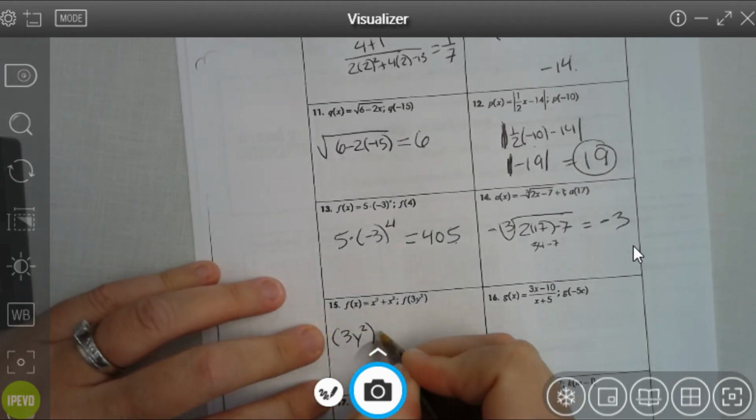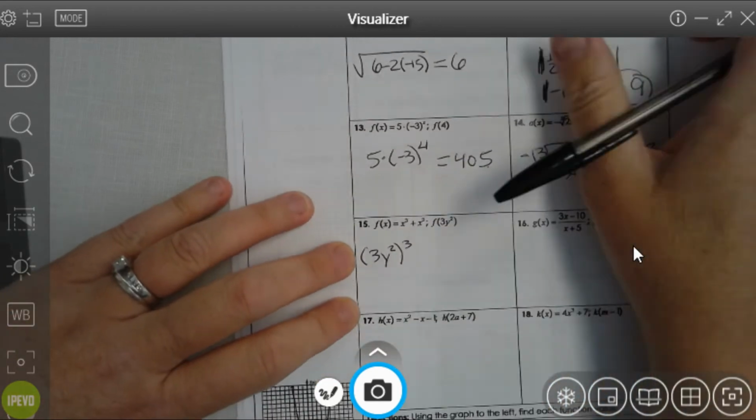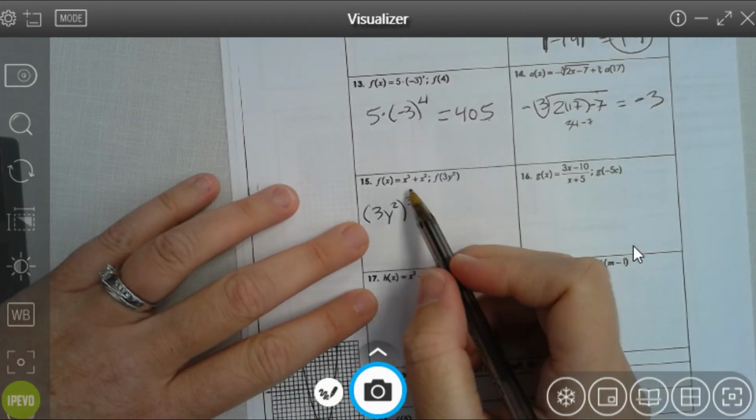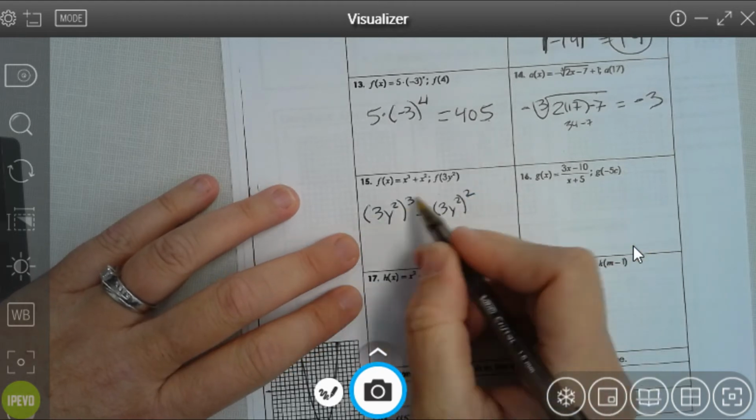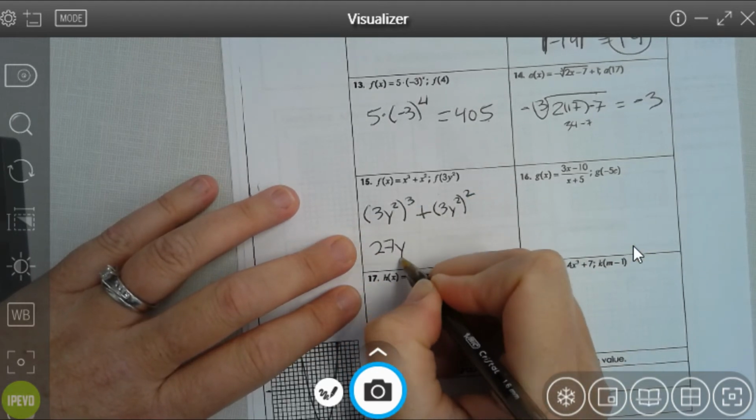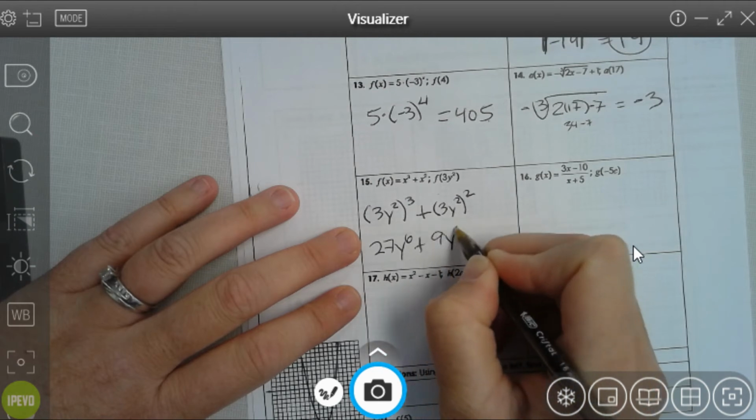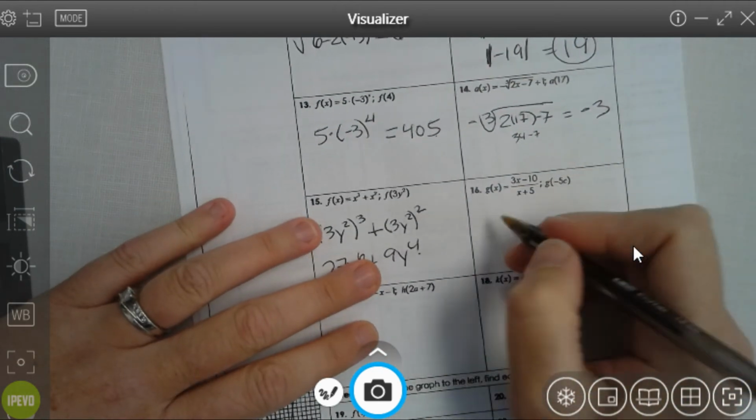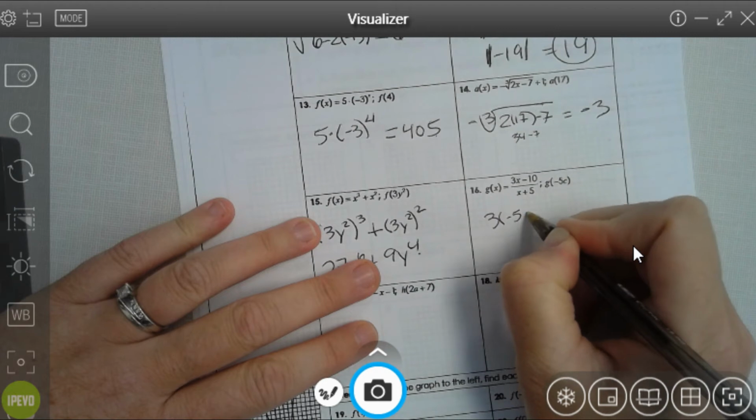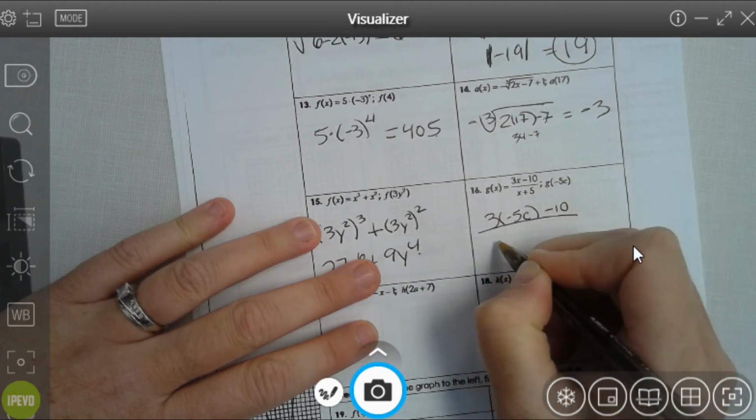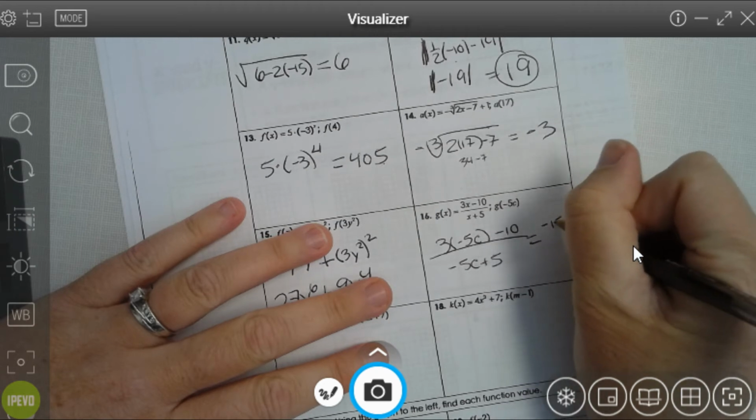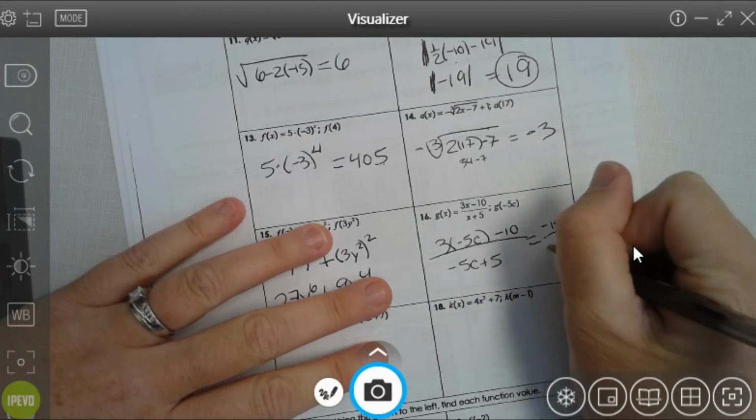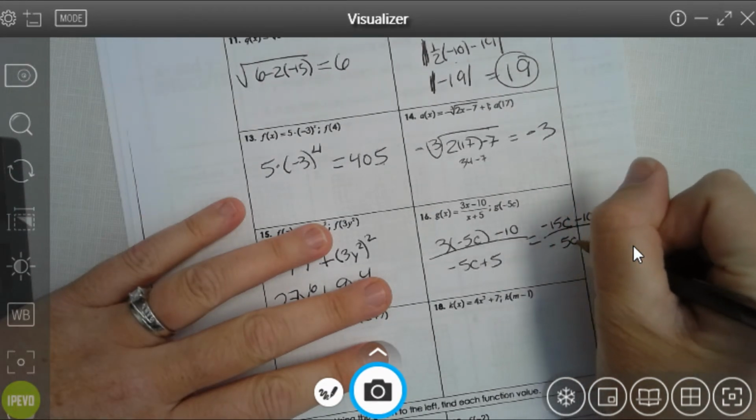And then you plug in this here. So now this is more like a pre-calc type question, plugging in just actual variables. So 3y squared. Remember you cube each of these. So this is 27y to the 6th. This would be 9y to the 4th. Plug it in here. I get 3 times -5c minus 10 and then -5c plus 5. So when I do this, I get -15c minus 10 over -5c plus 1.